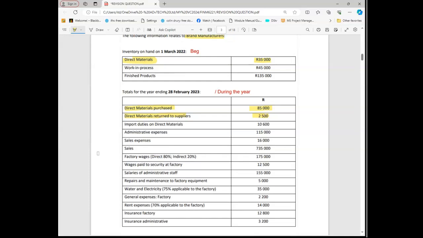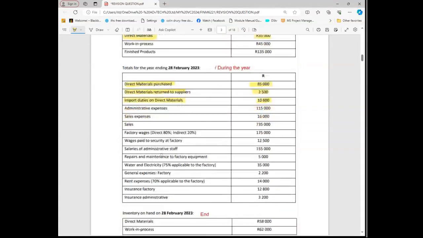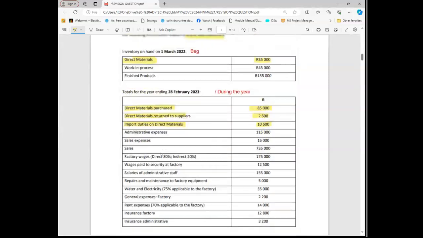Import duties on direct materials. I like this. Import duties on the direct material. Remember, in future, I don't think we've got any other costs related to the direct material here. So in future, you can have transport on direct material, or they can say transport on purchases. Instead of saying material, they can say purchases in future.